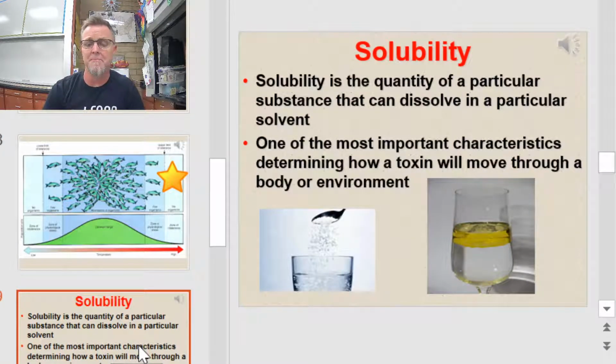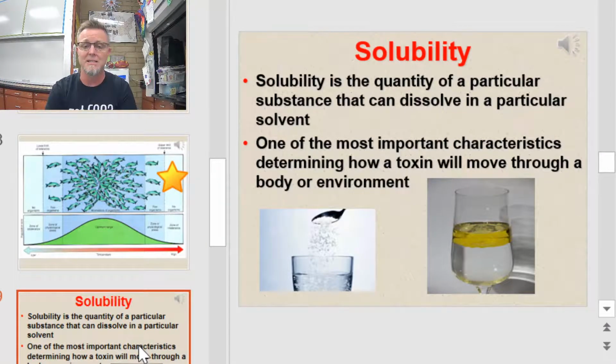Another thing to keep in mind when we're looking at risk assessment and tolerance and how this might impact humans is solubility. Solubility is basically the quantity of a particular substance that can dissolve in a solvent. When we're talking about solutes and solvents, we could be talking about something dissolving in water, or something dissolving out into the air in gaseous form. It really doesn't matter. The amount of solubility of a gas or a liquid, a chemical, a toxin can increase the impact that it has on life.